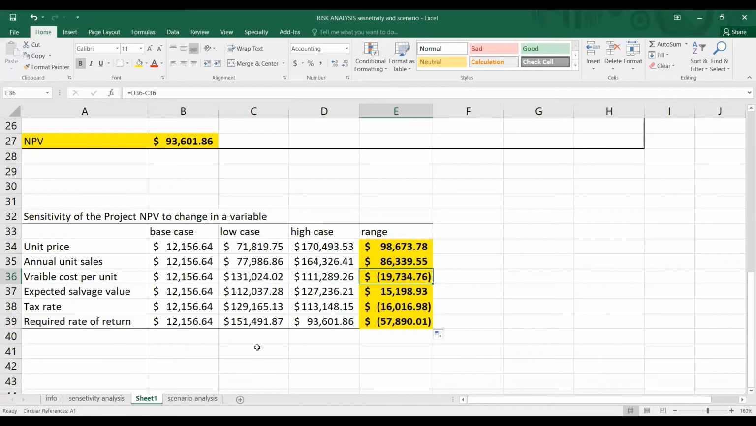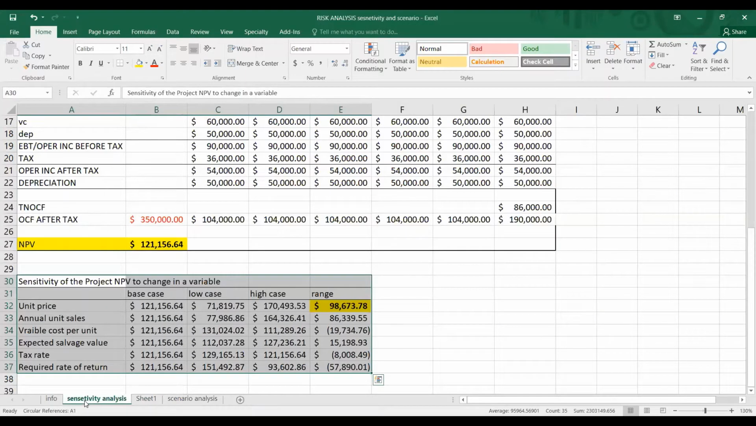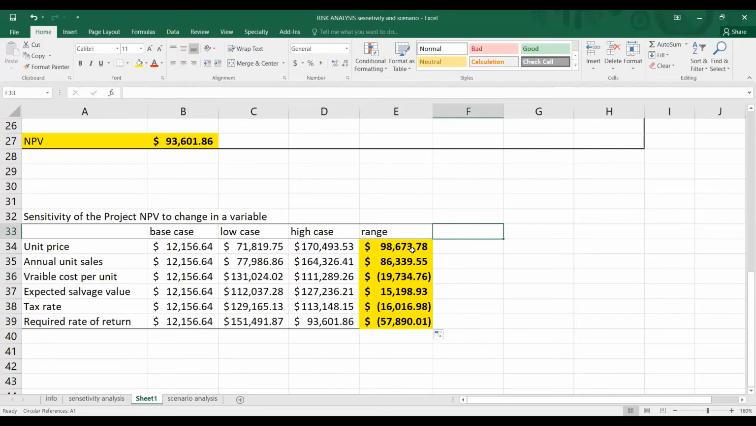So as we can see, let me just compare the results. Where did I get it correctly? Yes, all of them are correct, so that I don't make any mistakes. As you can see here, NPV is most sensitive to unit price and unit sales. Then it is most sensitive to required rate of return. And the least is expected salvage value.